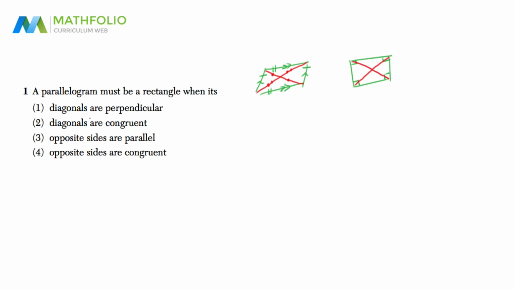So let's take a look. Diagonals are perpendicular. Well, these aren't 90 degrees. Nope, that's not true. Diagonals are congruent. That is true. That is what happens when a parallelogram becomes a rectangle. The diagonals are congruent. Opposite sides are parallel. Well, that's true of both of these cases, so that's not the distinguishing feature. And number 4, opposite sides are congruent. Well, that's also true, but it's not the distinguishing feature of a rectangle versus a parallelogram. So number 2 is our answer for question number 1.